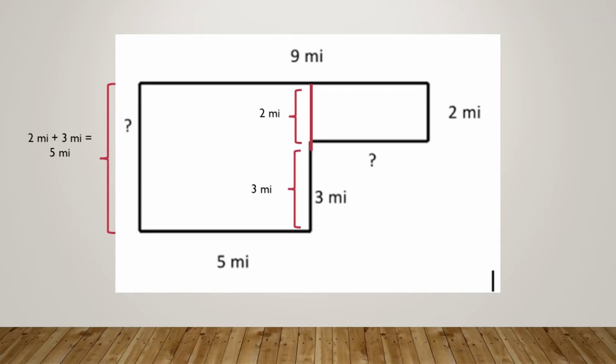So to find the missing length of the left side, which is a vertical line up and down, you see that question mark, we need to use the measurements of the other vertical sides, which would be the 2 miles and the 3 miles that are labeled with brackets. If we put those together, they equal the length of that missing side. So 2 miles plus 3 miles equals 5 miles.